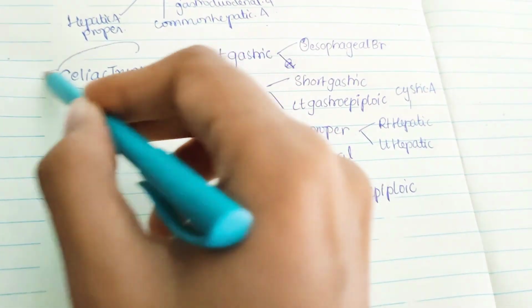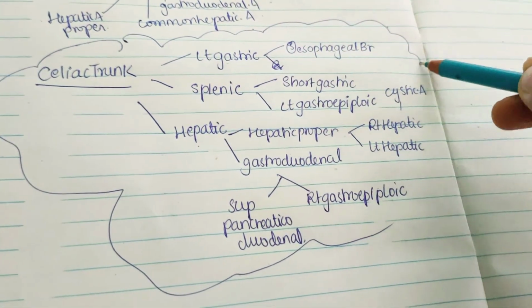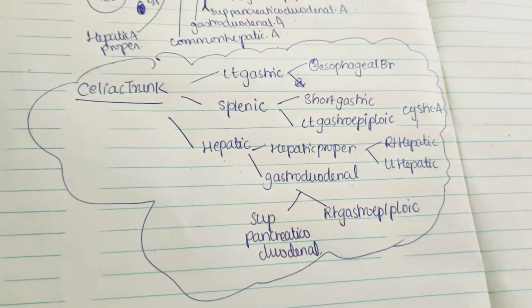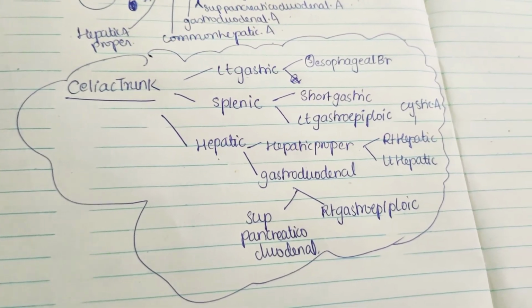So if you remember this flow chart like thing, even without diagram, of course you need to see diagram for practice, but later you can remember this flow chart in brain to understand everything, recalling everything, arteries of celiac trunk, branches of celiac trunk.